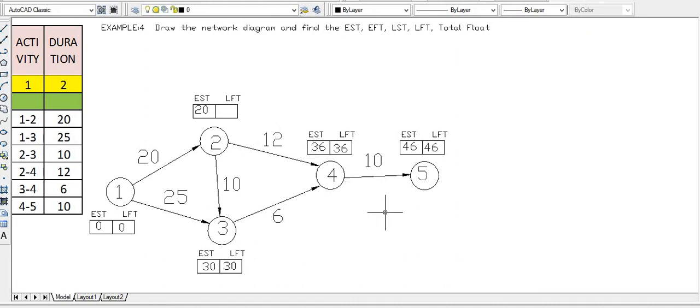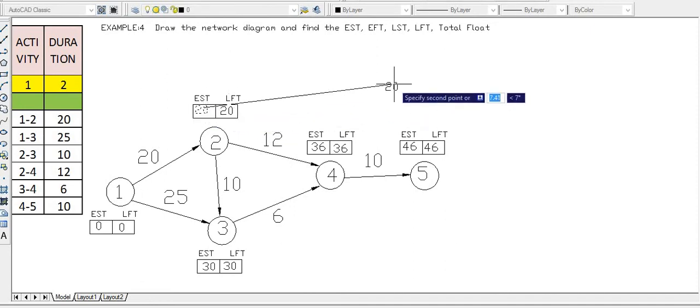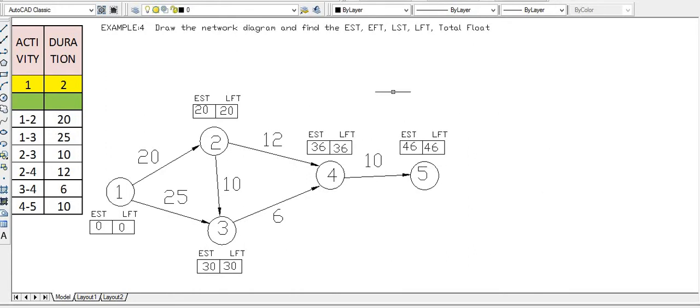So while calculating LFT, we have to see the two tail ends. Here these are the two tail ends. First we calculate from 4 to 2, then from 3 to 2. From 4 it has LFT as 36, so 36 minus 12 is 24. For 3 to 2, it has LFT as 30, so 30 minus 10 is 20. Out of 24 and 20, the minimum is 20. So we will take this as 20. In this way we have to calculate all the earliest start times and latest finish times.